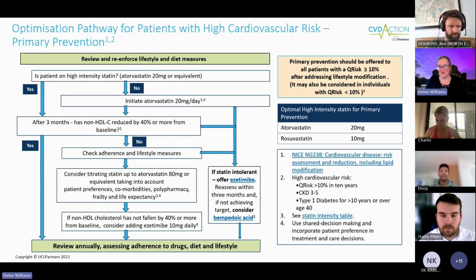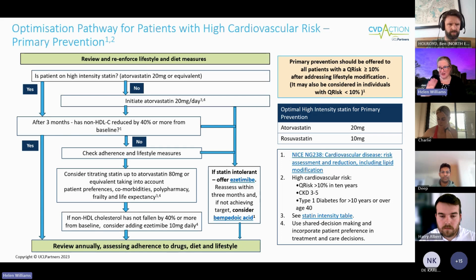So there's only really 3 drugs in the primary prevention pathway for lipid management. Statin is the cornerstone. The addition of ezetimibe if they don't achieve the targets after dose titration, or the use of ezetimibe with or without bempedoic acid to get the 40% drop if they can't take a statin.